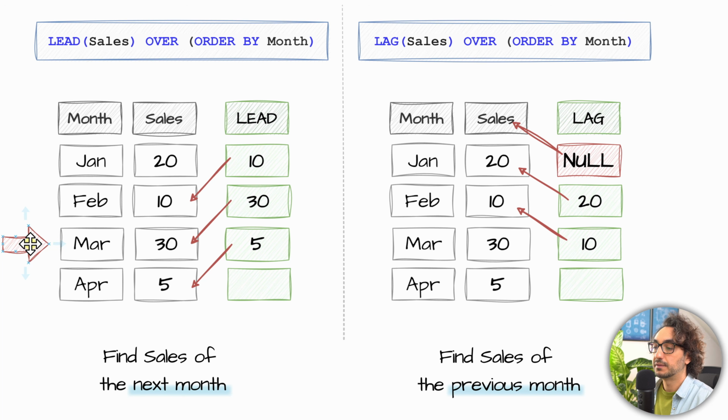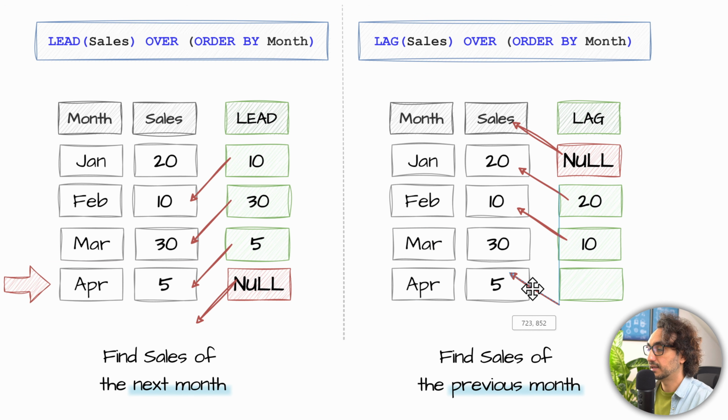And now let's look at the last row over here. You can see that we are at April. What is the next month of April? There is nothing because we are at the end of our table, right? So since there is no month after that, we will get a null in the output. But for the lag, we still have a previous month for April. So what is the previous month? It is March, and we will get the sales of March. So it's going to be 30. So that's it, guys. It's really simple, right? It's just like they are doing opposite things.